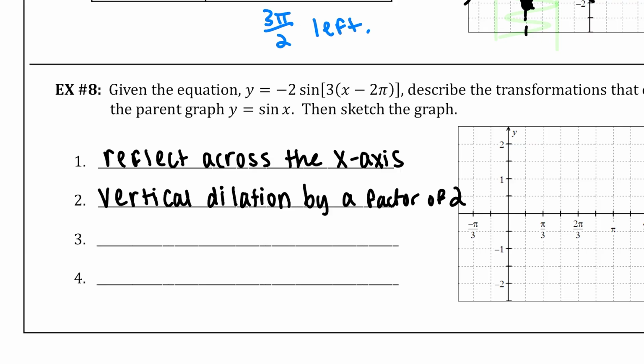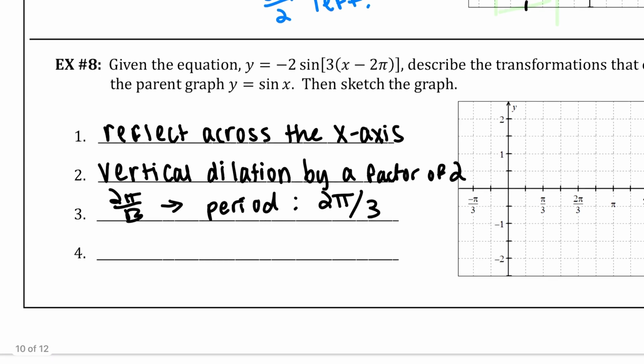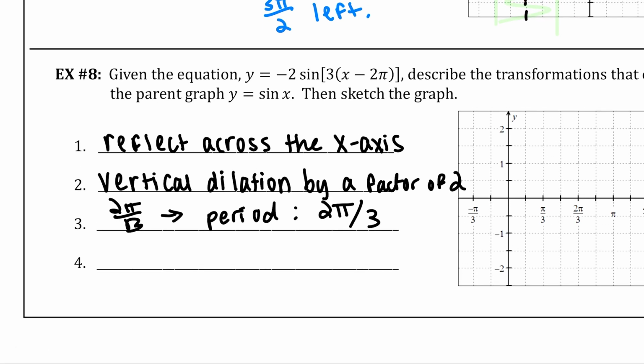And then let's just talk about the period, right? So our period is pretty much just our stretch factor in a way. So our period is going to be, right, we have 2 pi over b. So that means our period is 2 pi over 3. And then finally, where we're phase shifting, right? This is where we start or stop. So if we have x minus 2 pi, that means we have a phase shift 2 pi to the right.